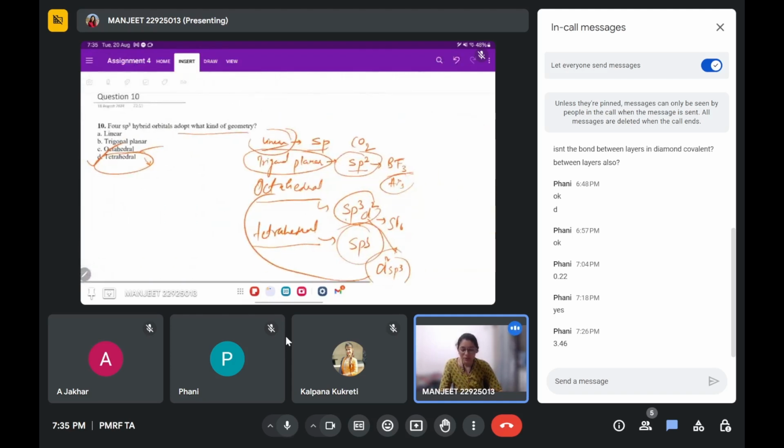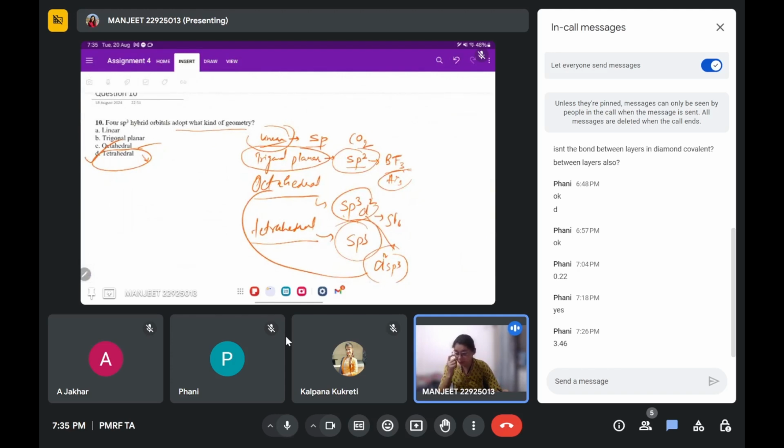In the next question, for the sp3 hybrid orbital, what kind of symmetry does it adopt? Generally sp will lead to the linear one, sp2 the trigonal planar one, octahedral will give you sp3d2, and the tetrahedral will give you the sp3 hybrid orbital one.